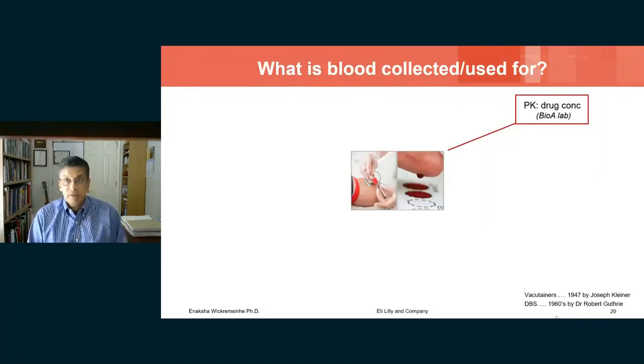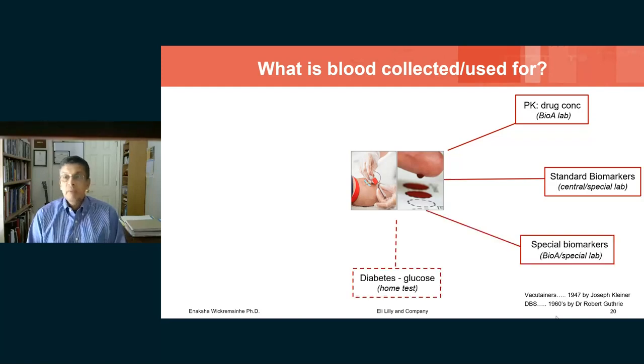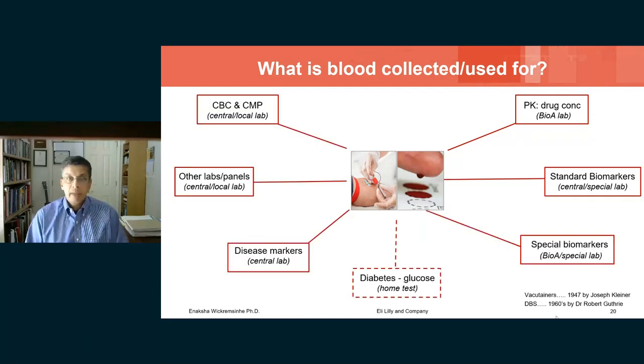So what is blood collected for and used for? There are numerous reasons why we collect blood samples, right? From doing your basic chemistry or safety panels to other panels, to disease markers, biomarkers, glucose testing, which people are already doing at home, some specialty biomarkers, and obviously PK drug concentrations, which is a big part of any clinical trial, to understand the pharmacokinetics of the drug that is being tested or being developed.